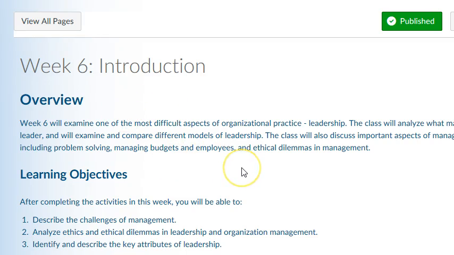The overview is that in terms of organizational practice, one of the most difficult aspects is leadership. So this week we will be talking about what makes a good leader and look at different models of leadership. Also discussed will be important aspects of management, including problem solving, managing budgets, employees, and ethical dilemmas in management.